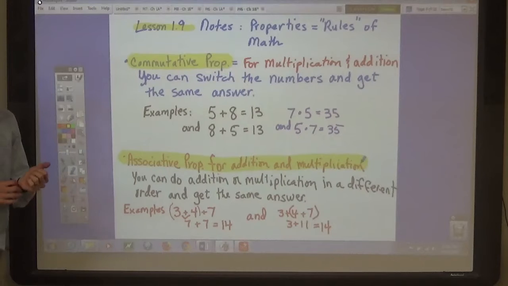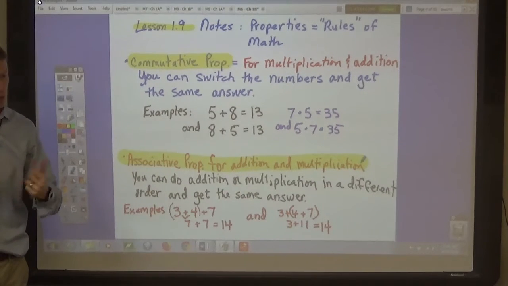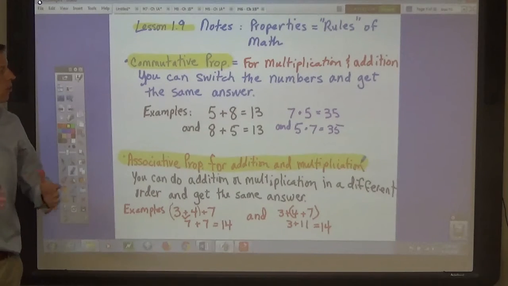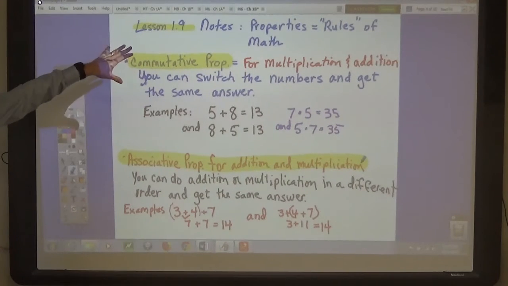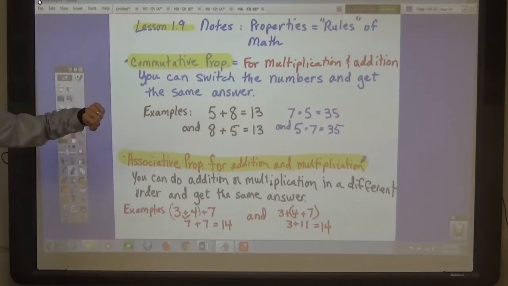Math is kind of like a game. It's a lot like a sport. For example, if you know the rules of a sport, you can use those to your advantage when you're playing the game. Okay? In the same way, when you're doing math, if you understand the rules, you can use those rules to help you find an answer.